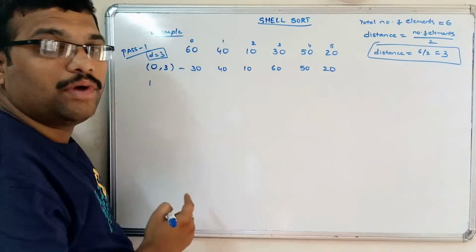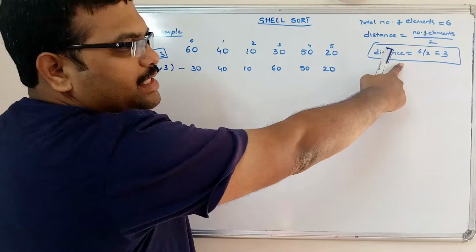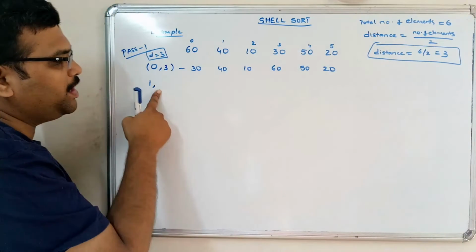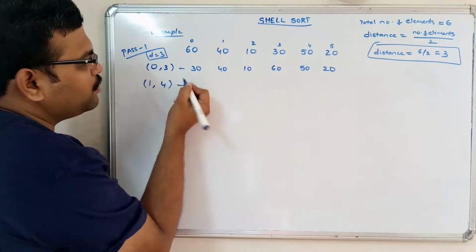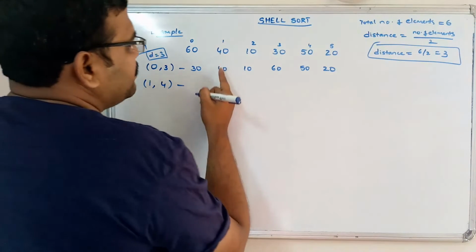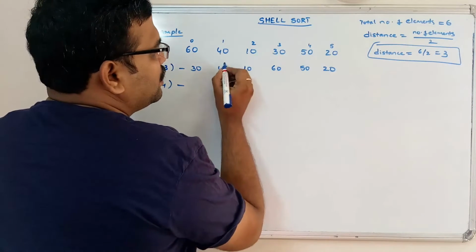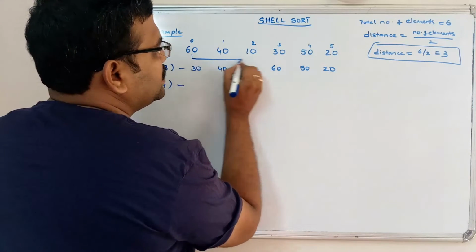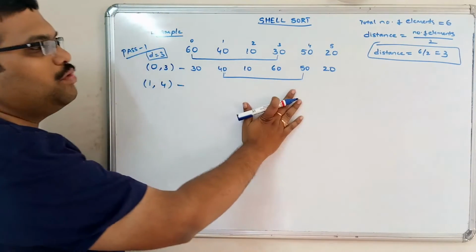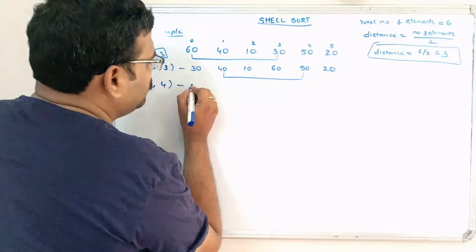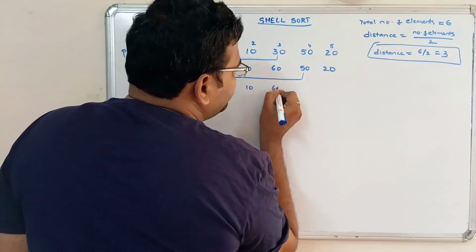Move the index value to 1. So within the distance 3, what is the next element to be compared? 1 plus 3, that means 4. So the first element and fourth element should be compared. So what is the first element? 40, fourth element 50. So these two are already in sorted order, so nothing will be done. So just write down the elements.